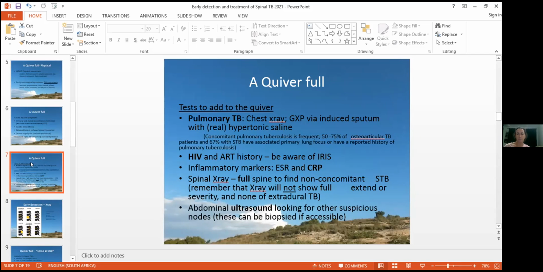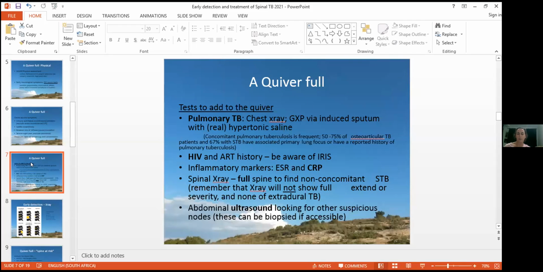And then GeneXpert, Madeleine talked about that. There's lots of concomitant pulmonary TB with spinal TB. So if someone isn't even presenting with pulmonary symptoms, just remember to get that as something. If you can get as many things as you can that could give you a positive indication, or rule out a negative, including that.